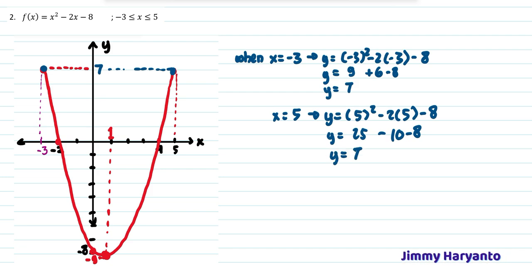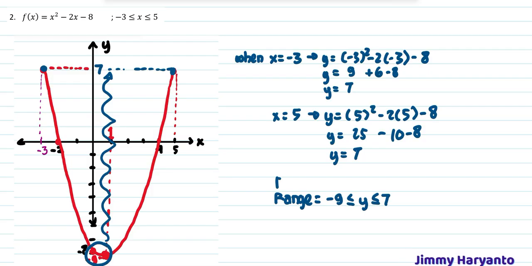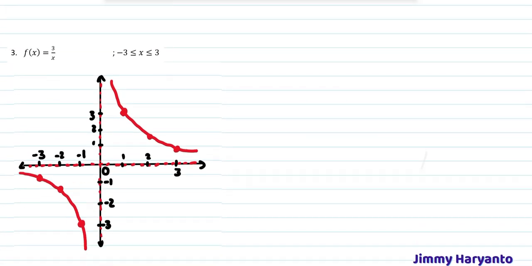That means the lowest value of y will be negative 9, and it will vary from negative 9 until 7. That means the range is negative 9 less than or equal to y less than or equal to 7, and the domain itself is already given in the question. It's negative 3 until 5. There you go. This is the second example question.